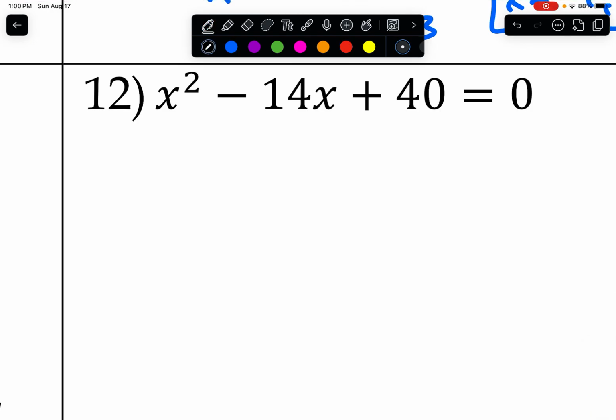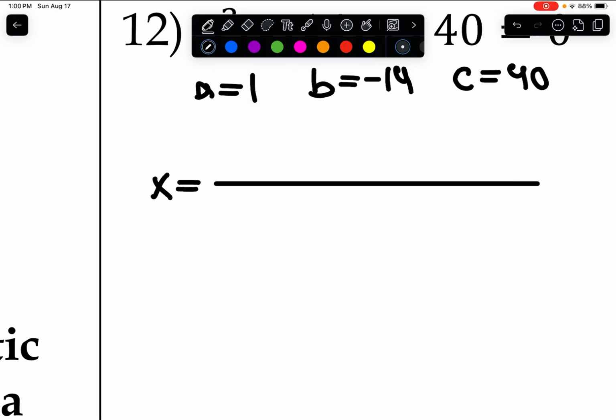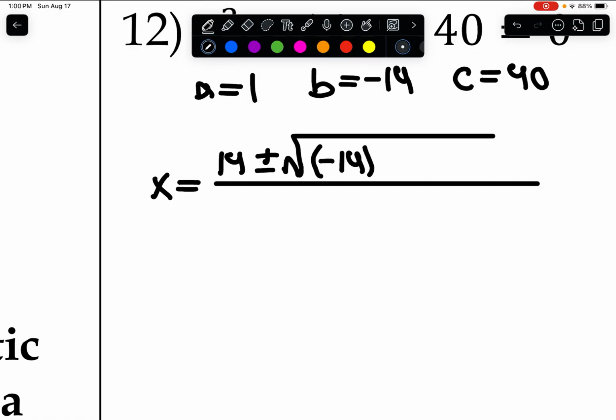All right, so starting off, your a, b, and c values need to be identified. I know my a value here is 1, my b value here is negative 14, and my c value here is 40. Then you're just going to plug in. x is equal to the opposite of b, which means positive 14, plus or minus the square root of your b value squared, so negative 14 squared, minus 4ac, all over 2 times your a value.